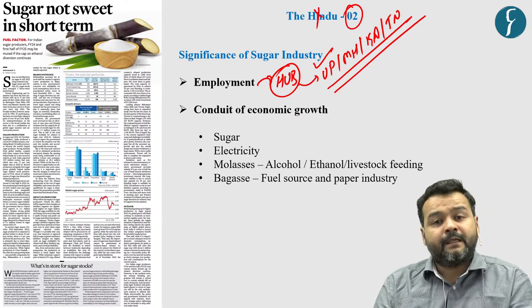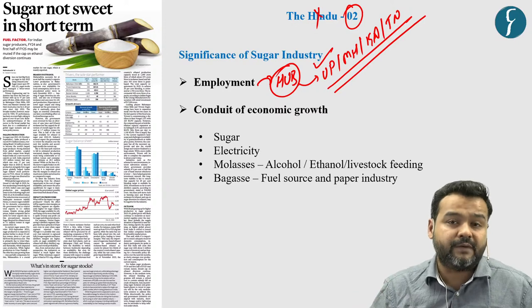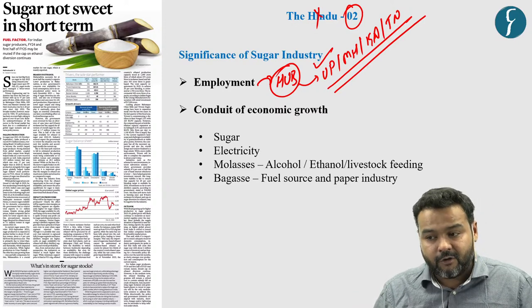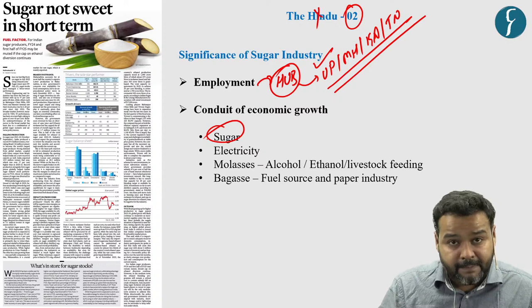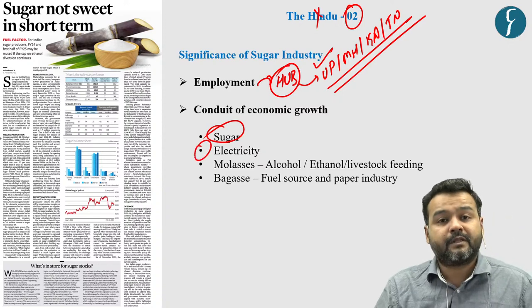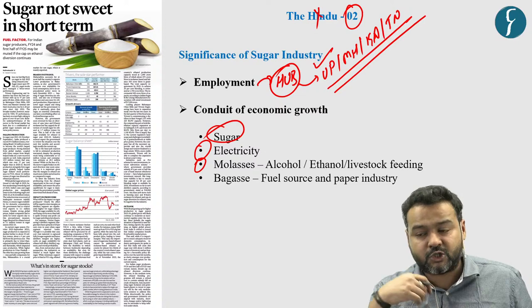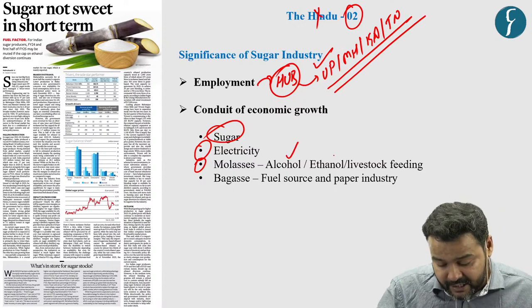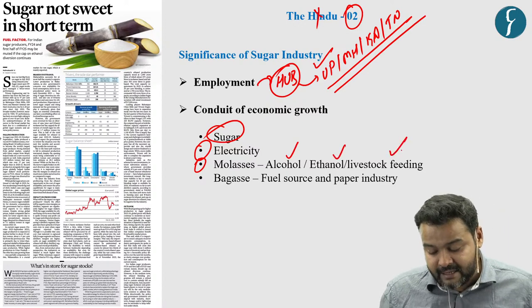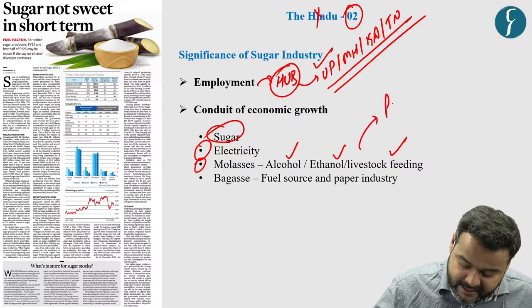The next significance is how the sugarcane industry acts as a conduit of economic growth. It acts as a raw material for various industries directly, like sugar. The byproducts are used in the generation of electricity. Molasses, if you know, is a byproduct that comes when sugar is refined. The molasses is used in the alcohol industry, the ethanol industry, as well as for livestock feeding. And recently, the government has also started extraction of potassium from molasses.